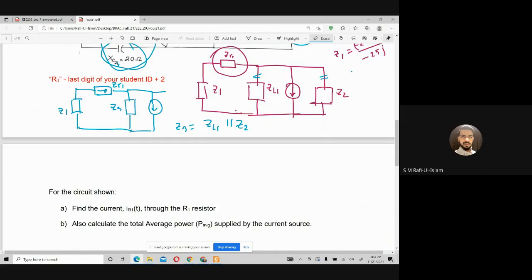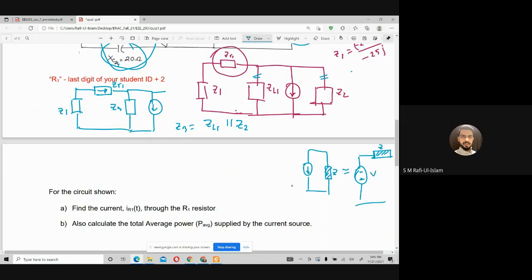You can go for source transformation. One of the ways, since this current source is parallel to this, you can go for the source transformation. You remember, if we have a current source along with a parallel resistor or impedance, it could be converted into a voltage source, negative to positive. So this is negative, this is positive, along with an impedance in series.